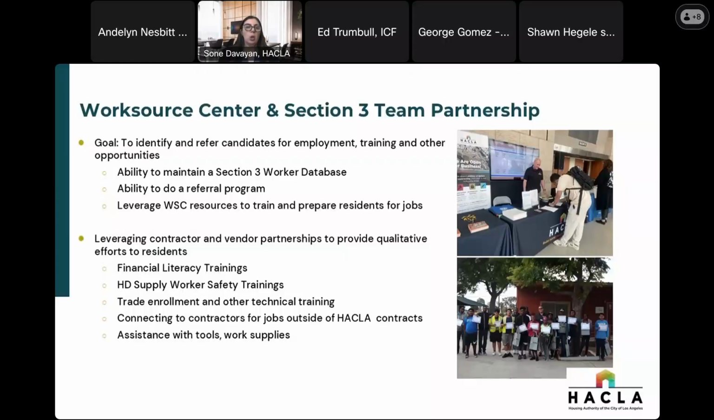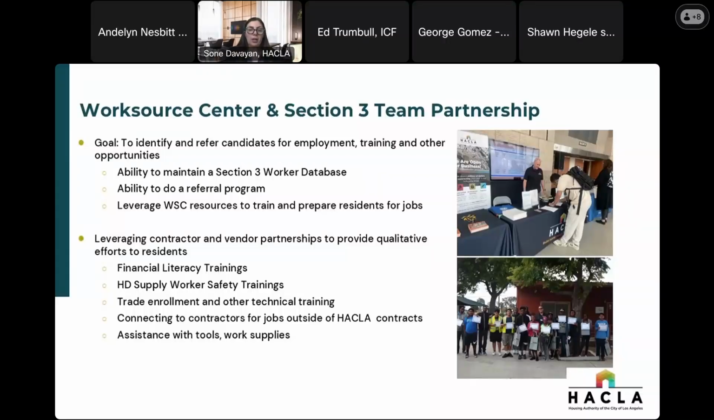So as we prepare our residents for jobs in the construction field, HD Supply holds these safety trainings on site a couple of times a year or as needed to prepare our residents to become safe workers in our construction sites. We also have our other partnerships with other contractors for trade enrollments and other technical trainings. And others are able to provide tools and work supplies if they're not able to hire.